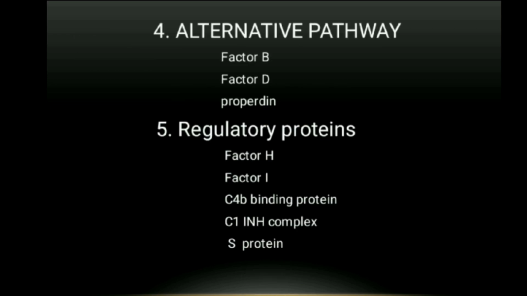The alternative pathway has factor B, factor D and properdin. The regulatory proteins contain factor H, factor I, C4b binding protein, C1 inhibitor complex and S protein.